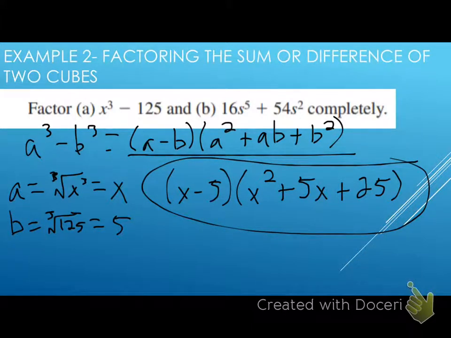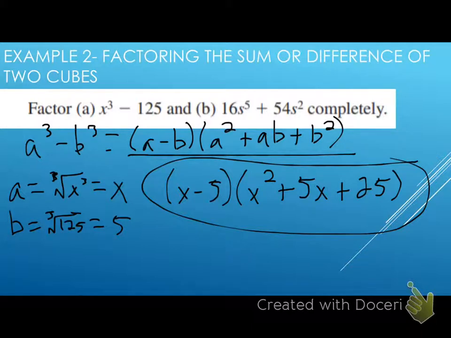Any questions on letter A? Yes? How do you know which formula to use? So in this case, I know I have two perfect cubes, correct? And it's got the minus sign in the middle. So that's the difference of the two cubes. So I know to use the difference one. Now if that was a plus sign, I would have used the sum of two cubes. Questions on A?